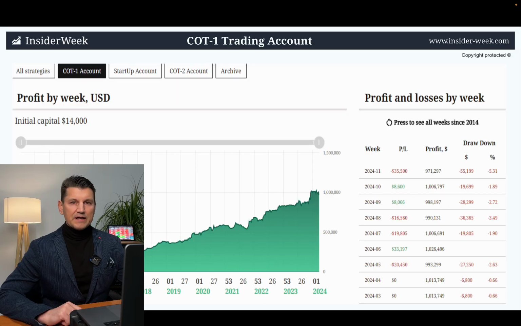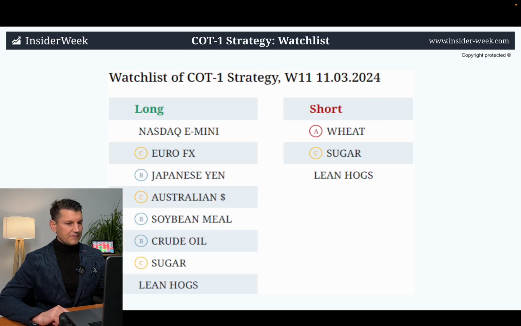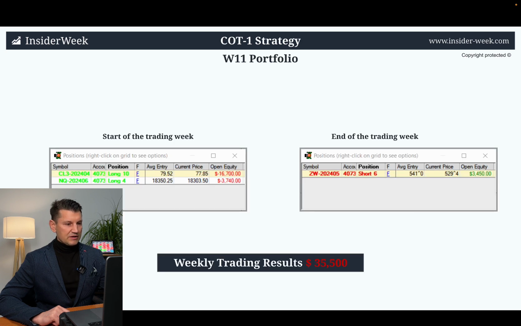Here you can see my CFTC trading account. The account size is $1 million. I had my all-time high 5 weeks ago, and since then my account went into a drawdown of 5%. This was my watch list for the CFTC trading strategy. I started the last trading week with 2 positions in my portfolio, and I finished the week with 1 position, with 1 new position in my portfolio.